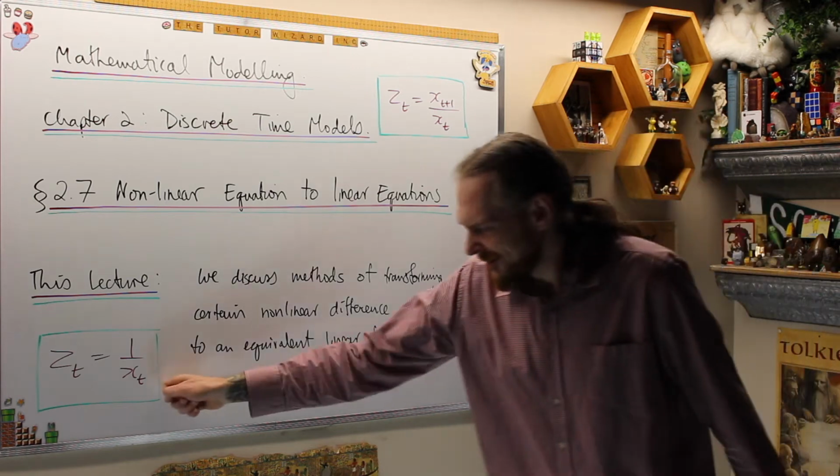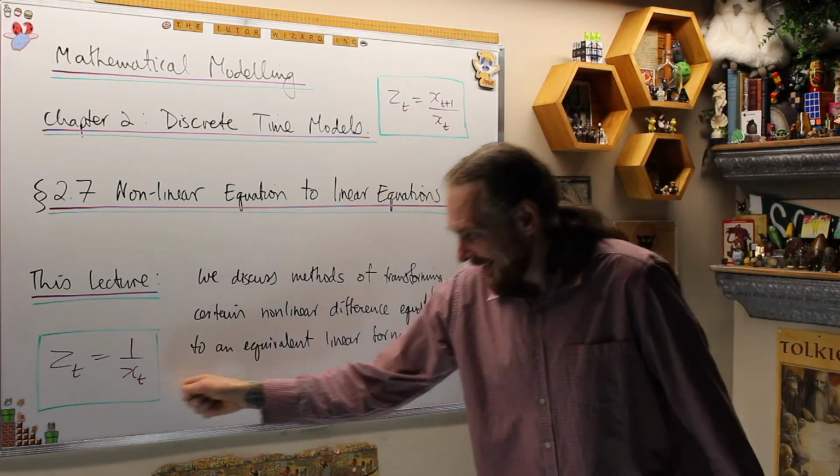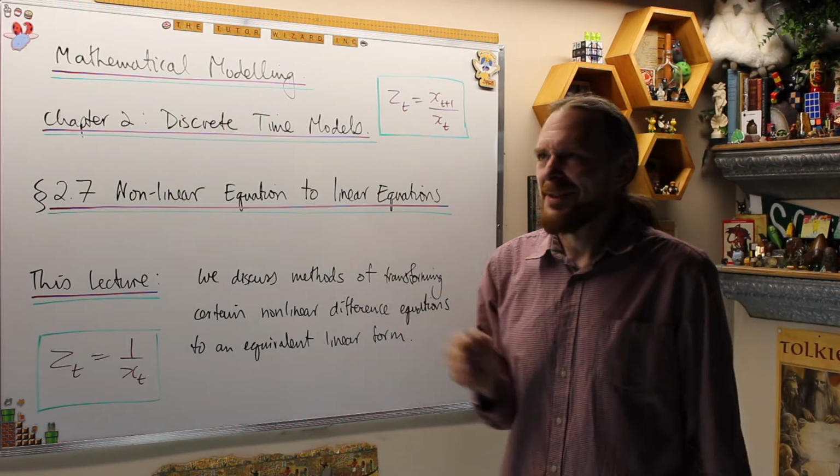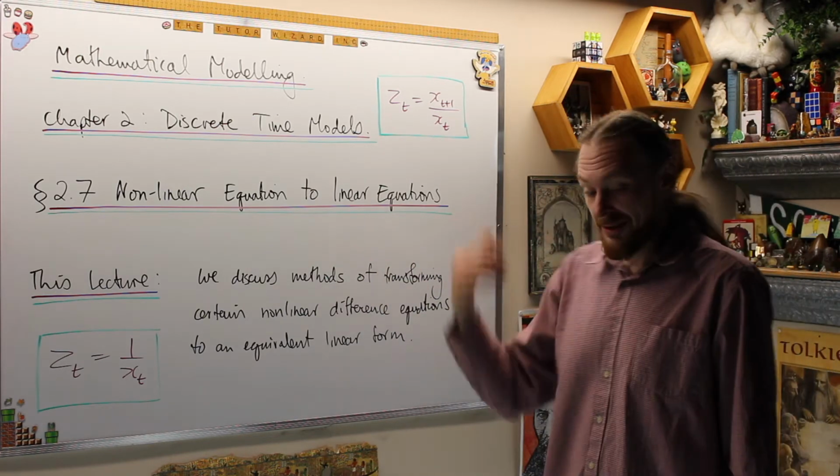Let's do that. These are the two main ones we're going to do: Riccati and homogeneous, a slightly different context of homogeneous. Let's get to it.